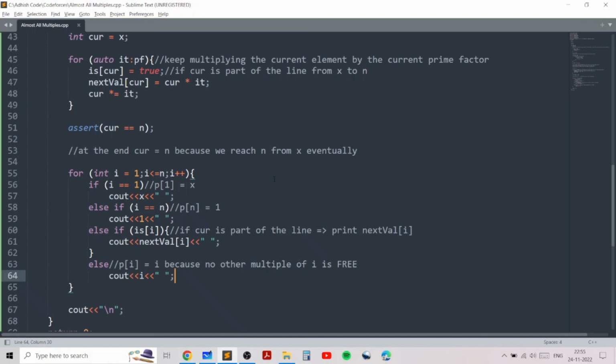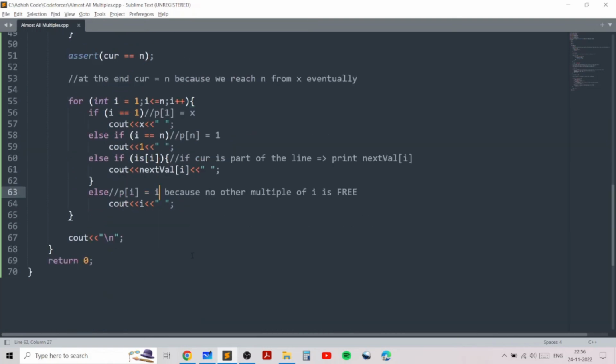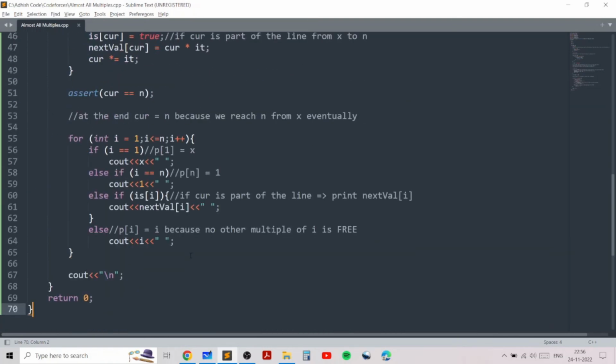In this case, it's a multiple of x. So that's why we can make sure that all the elements in the line have a different number other than their position. But for all the positions which are not part of the line, we have to set them to be equal to I because there are no multiples of I which are not assigned to some other position. And you can verify that this code does get accepted.